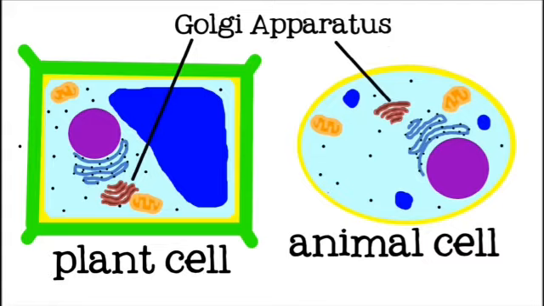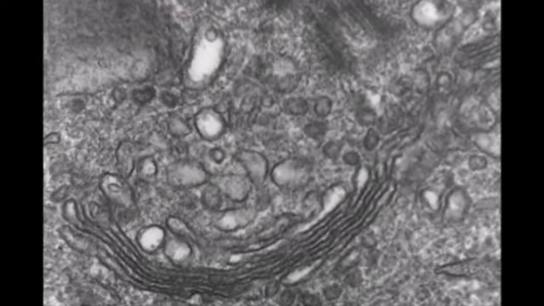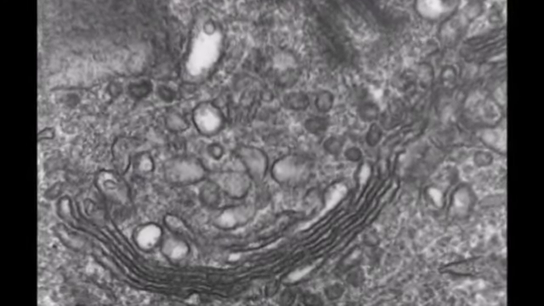Golgi apparatus. It acts as a post office for the cell. It helps in the transportation of things outside the cell. It checks them, packs them, and sends them where they need to go.